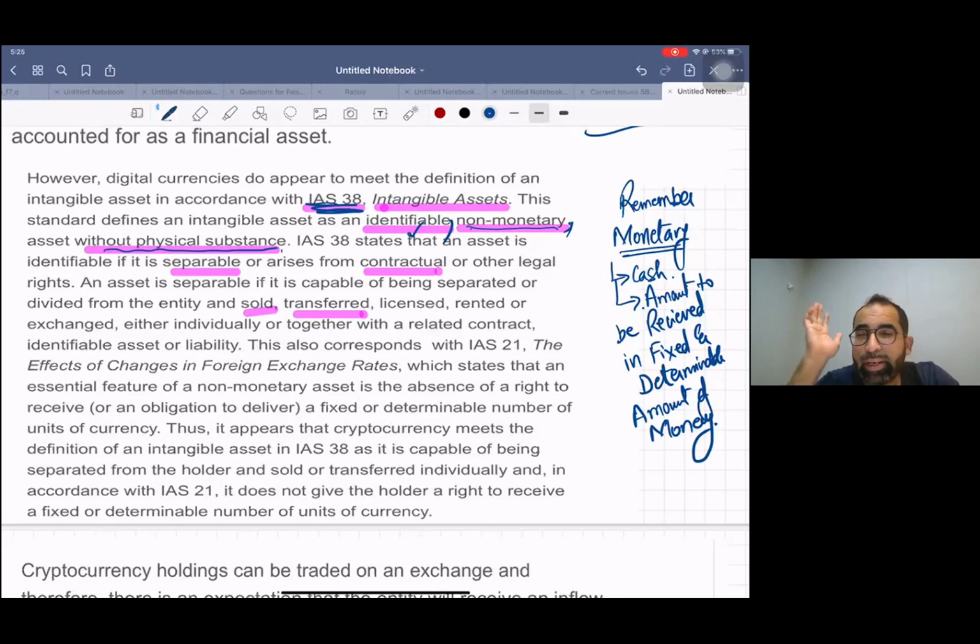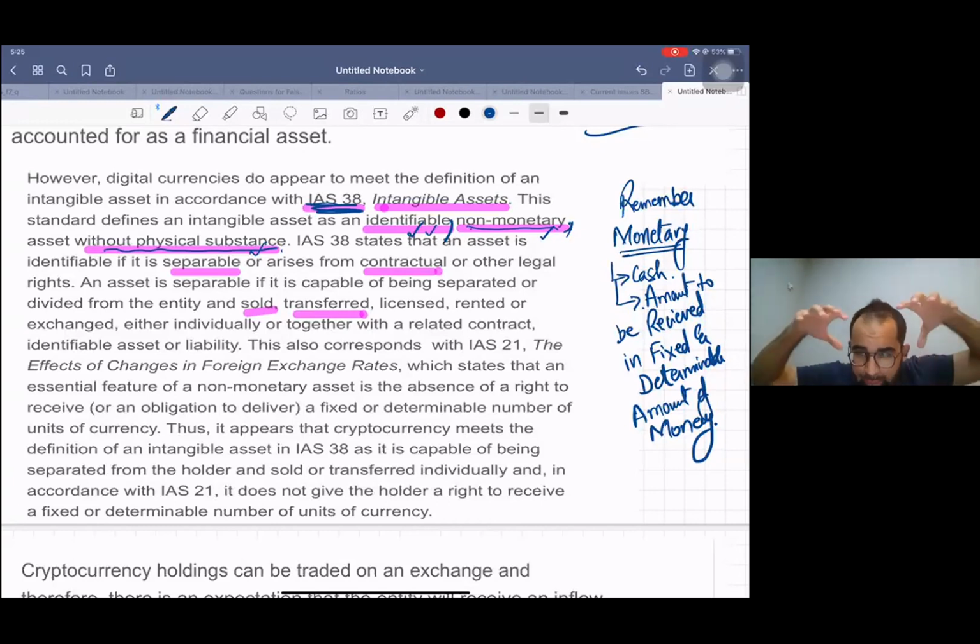It's a non-monetary item, right? So the identifiable condition has been met, the non-monetary condition has been met, and without physical substance, yes, there is no physical substance in it. It's all electronic. It's all rights. You don't get any physical note or physical paper, nothing. So that's why we can conclude that IAS 38 fits with cryptocurrencies.